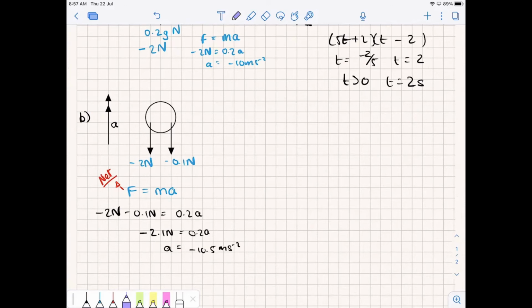Okay, other information we can use, right? We know the initial velocity is equal to 8 meters per second. Kiana, do I know my displacement?